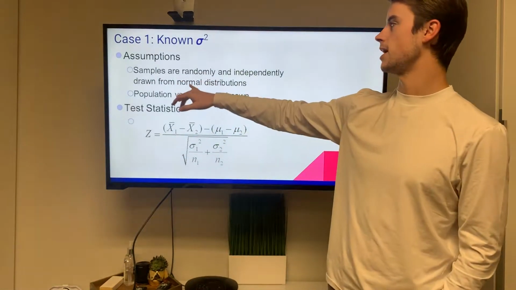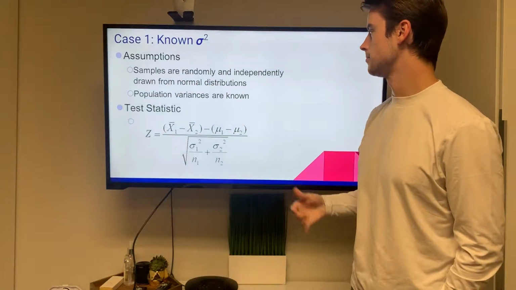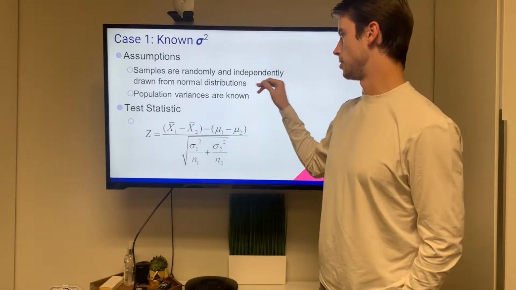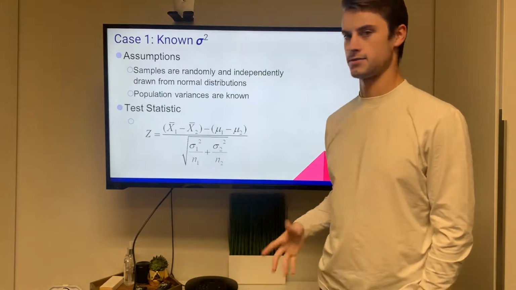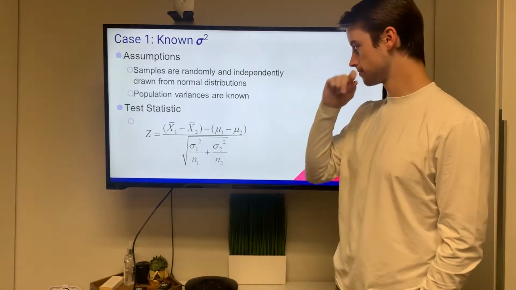And just some assumptions we have to make. The samples are random and independent, and they're drawn from normal distributions. And then the population variances are known. Again, it tells you here.